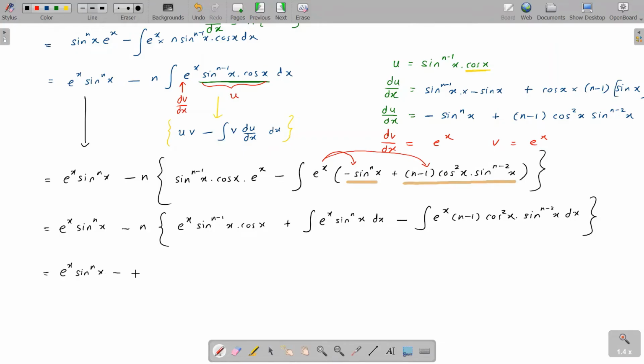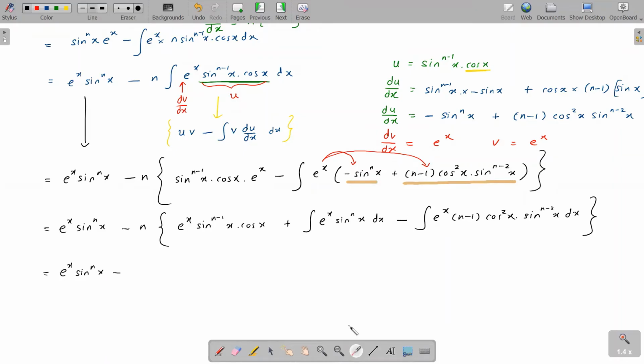e^x sin^n x. Are you okay with that? With the sign? Is it clear? Okay, so you can see that I have opened the bracket. I hope the negative integration e^x, I open the bracket with the negative integration e^x, and how I input the signs, I hope it's clear.